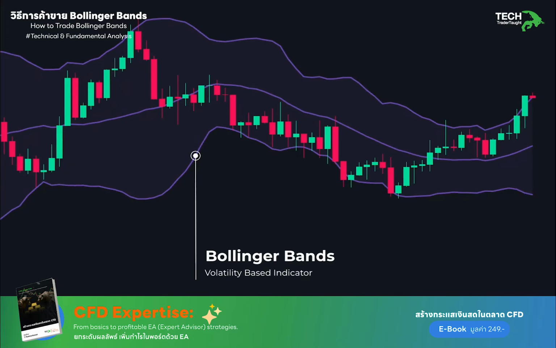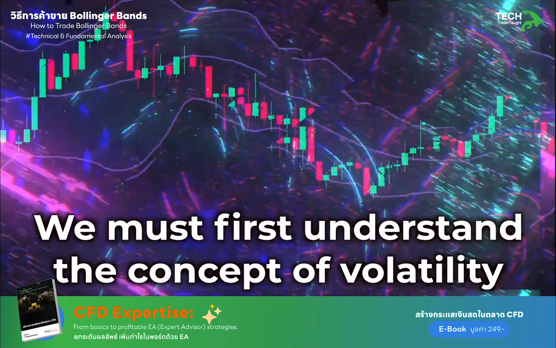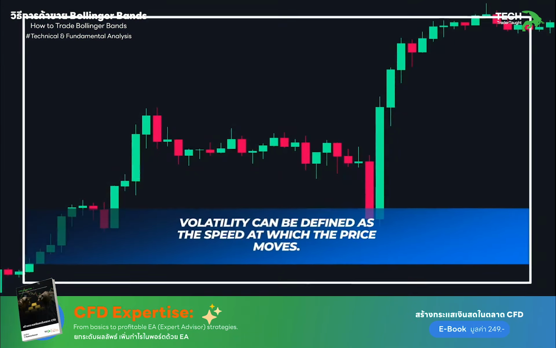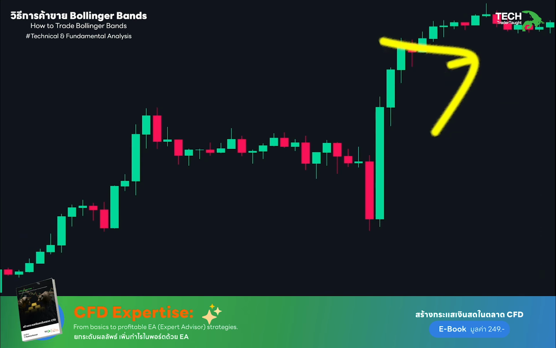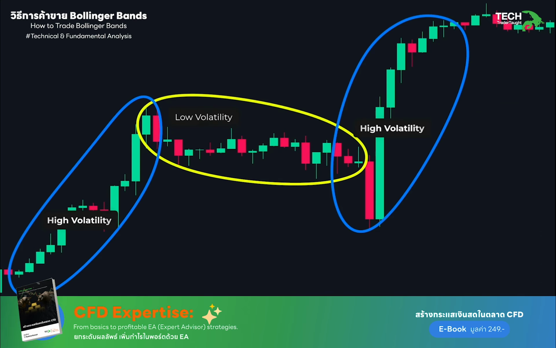The Bollinger Band is a volatility-based indicator. Therefore, to understand it, we must first understand the concept of volatility. In simple terms, volatility can be defined as the speed at which the price moves. The price does not move at a constant speed. We have low volatility and high volatility environments.